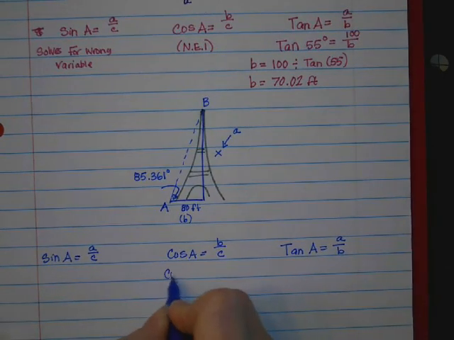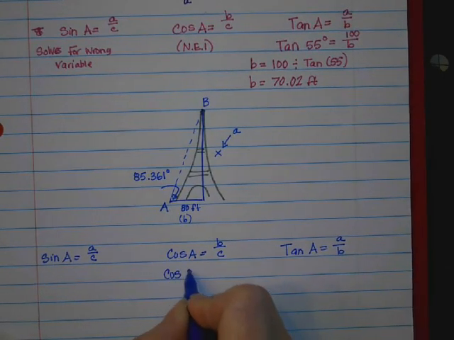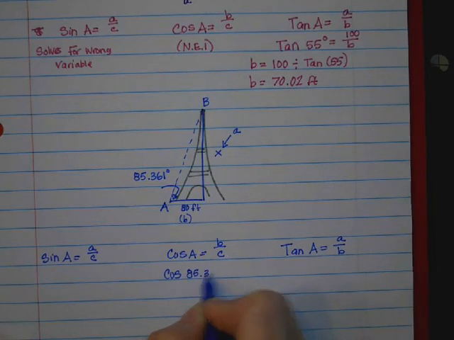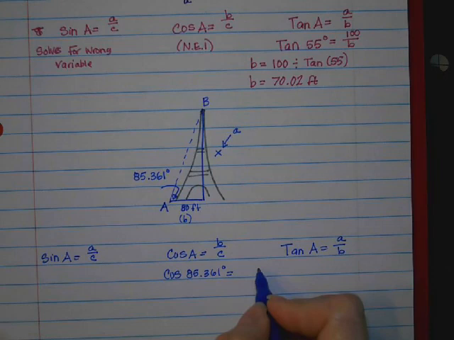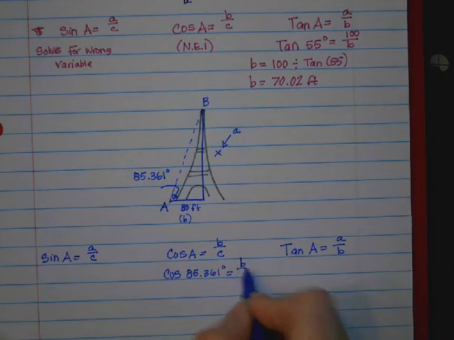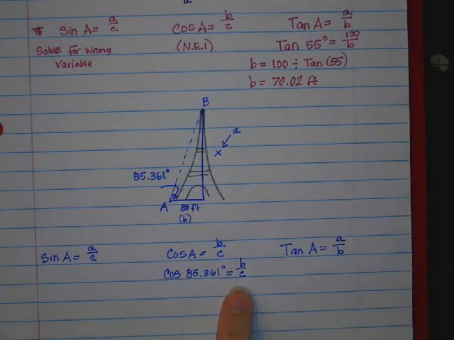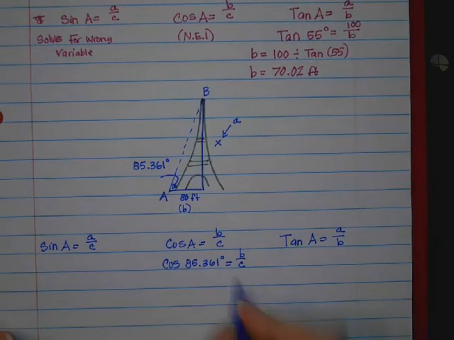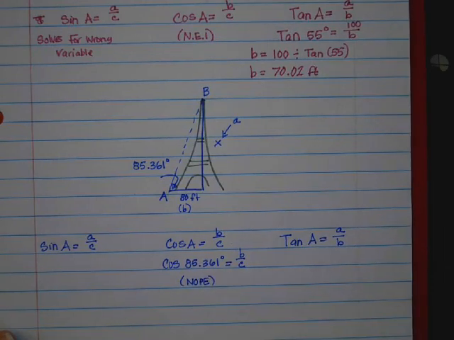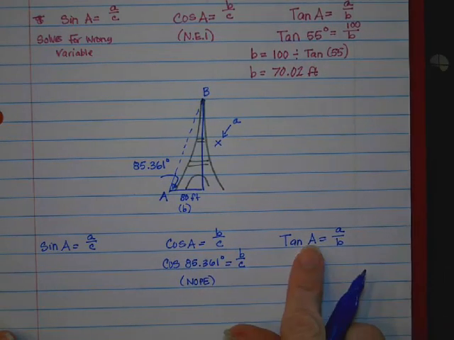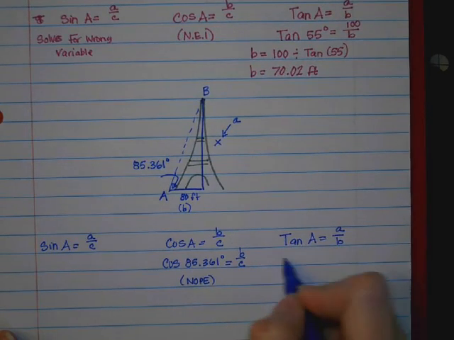So cosine of big A, which is 85.361 degrees, little b. Oh, I don't want to find little c. So do I really want to use him? Nope, we don't. That's work I don't need to do. Now big A, little b. I can plug him in.